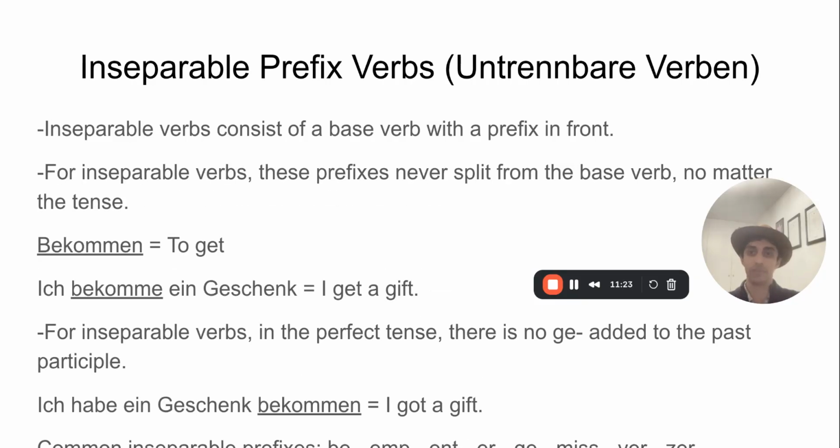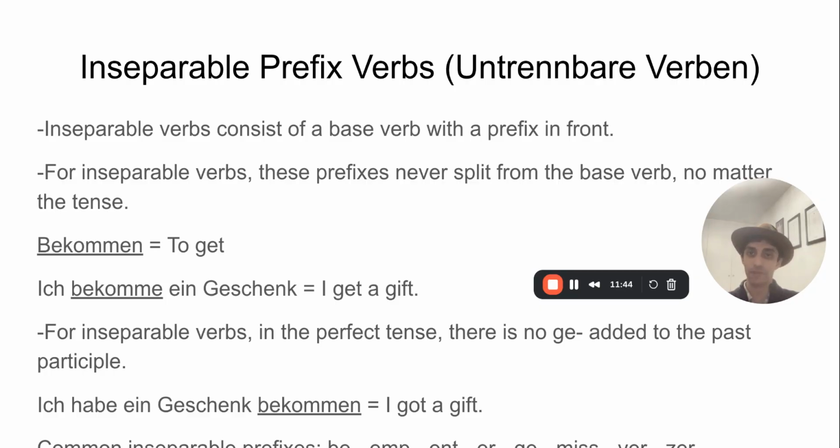Again, these concepts in German grammar are not necessarily that easy, so you may well need to go back over and revisit parts of this video and practice harder aspects too. Now, though, let's go on to inseparable prefix verbs, or untrennbare Verben, as they're called in German.